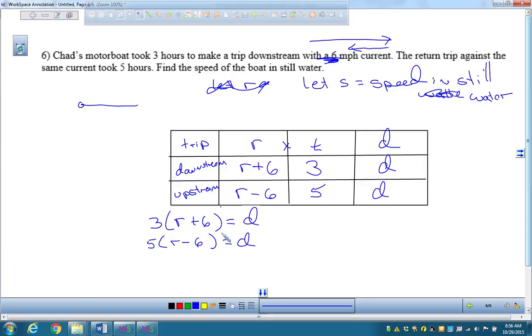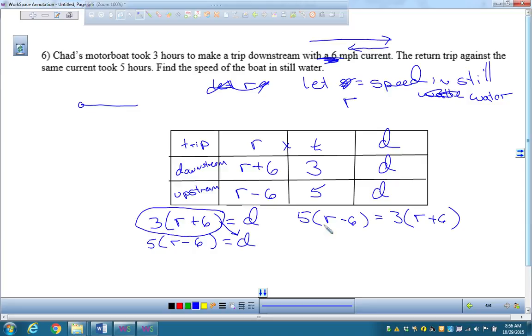Yes, ma'am? Except you wrote S for the variable. Oh, okay, we'll change it. Let R equal the speed in still water. Thanks. Okay? So now I have two equations, two unknowns. I can just take this whole thing and substitute it into here. So now I have 5 times R minus 6 equals 3 times R plus 6.